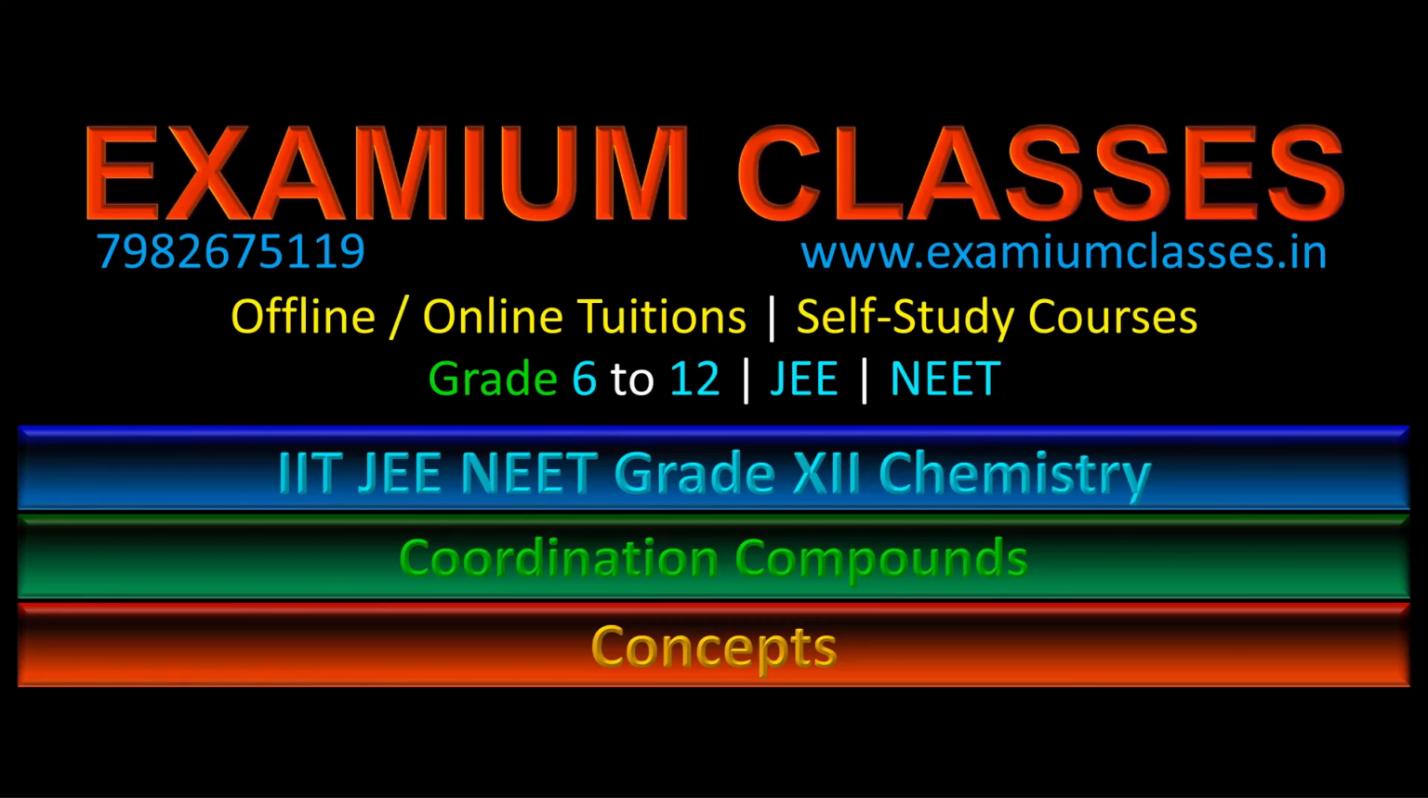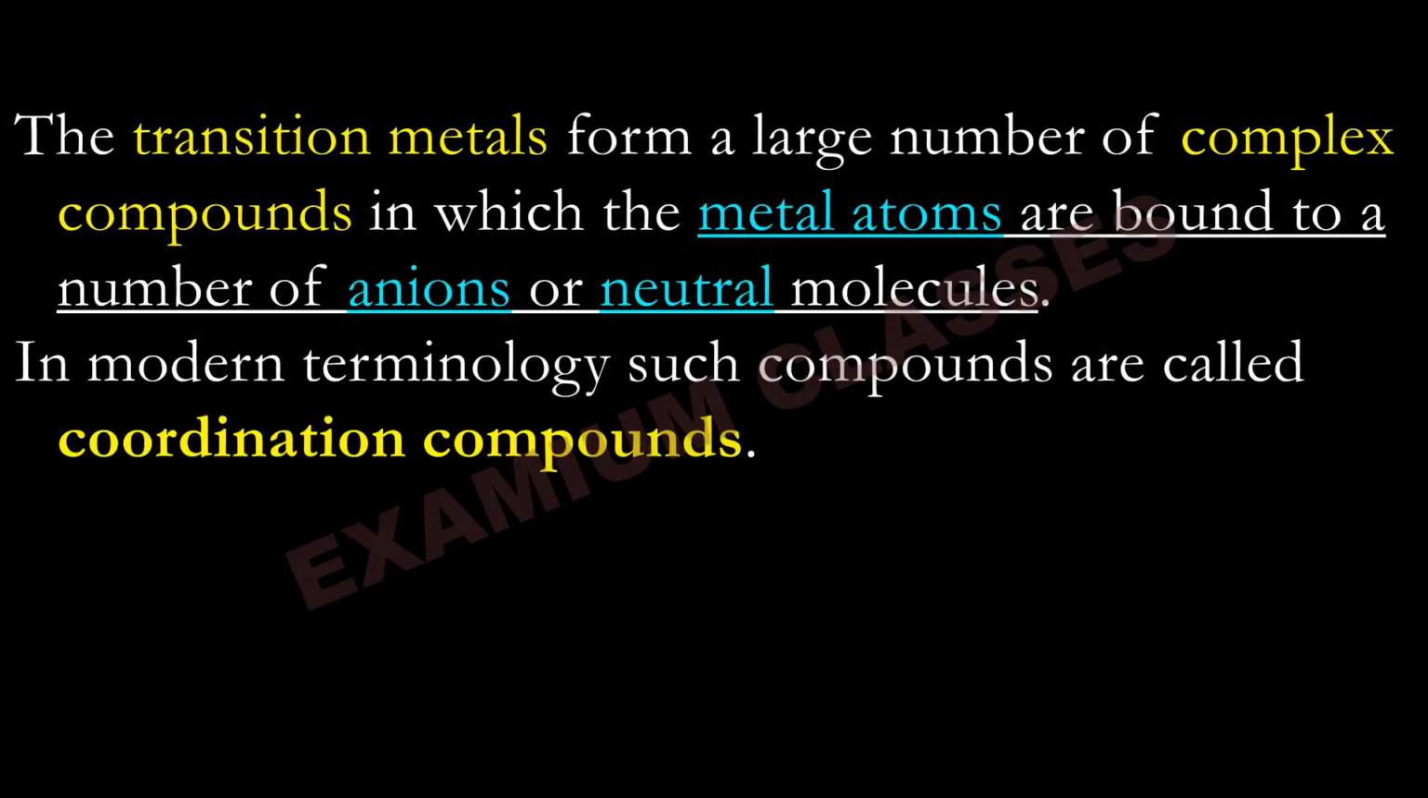When we talk about coordination compounds, the name is coordination because there are coordinate bonds. Simple. There is one central metal atom. So you have a metal atom in the middle, and then you have ligands connected to it. Whatever is connected to it is known as a ligand.